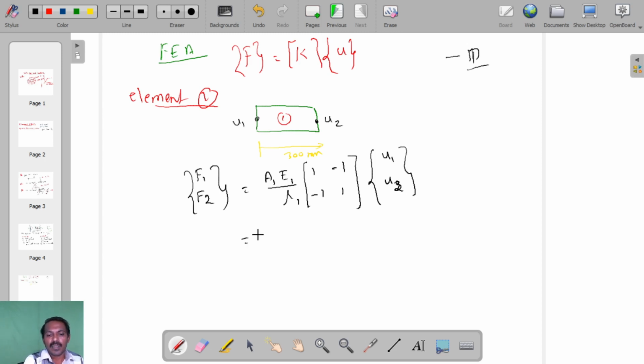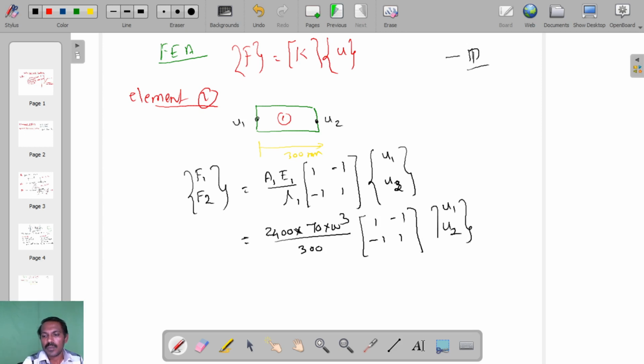Okay, now we apply the values. A1 is 2400, times 10 power, E1 is 70 times 10 power 3, divided by L1, which is 300. So the matrix 1 minus 1, minus 1 1, times u1 and u2. We simplify that, so it becomes 560 times 10 power 3, times the matrix 1 minus 1, minus 1 1, equal to u1 u2.